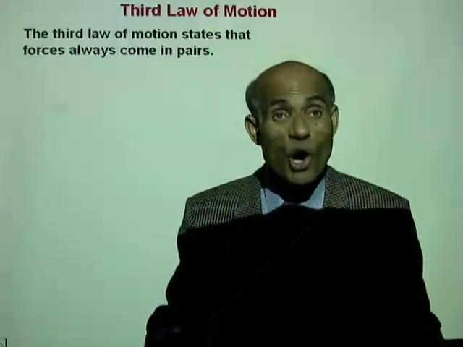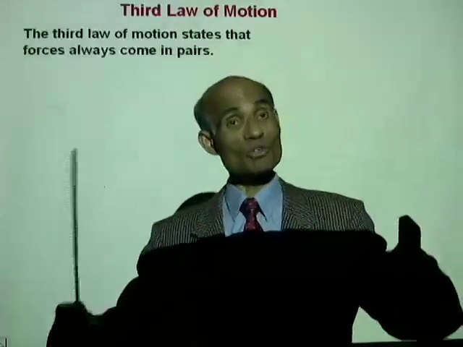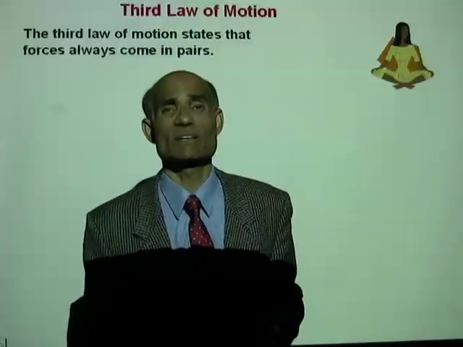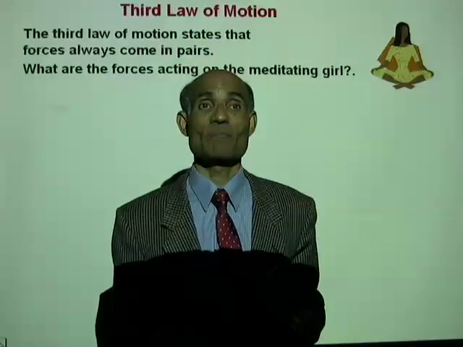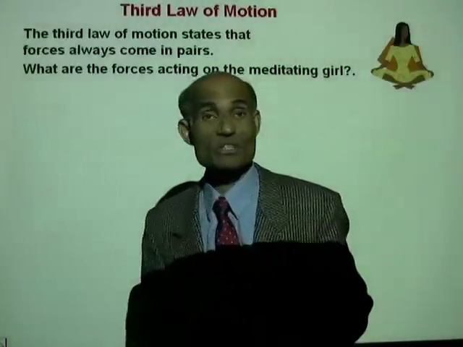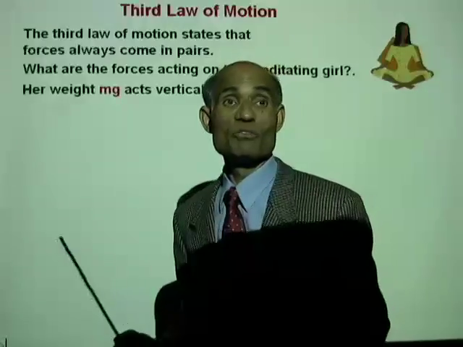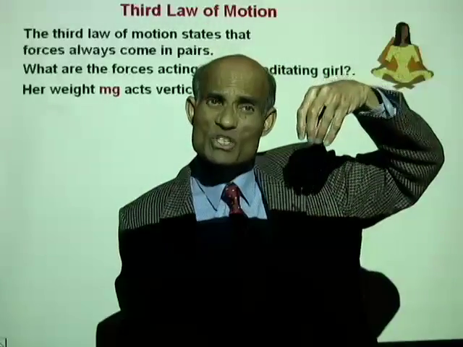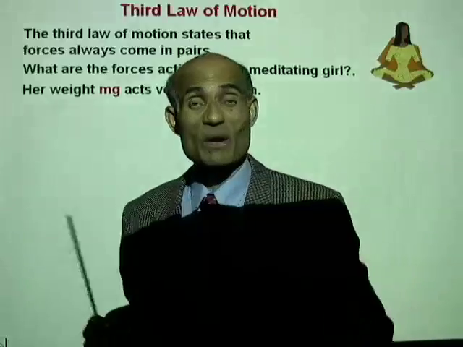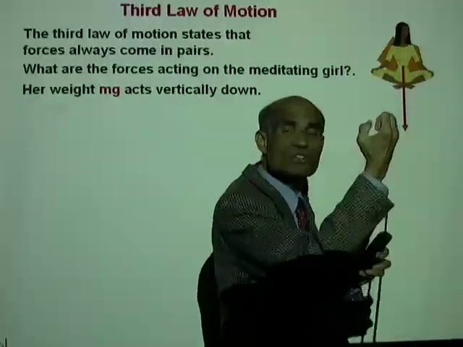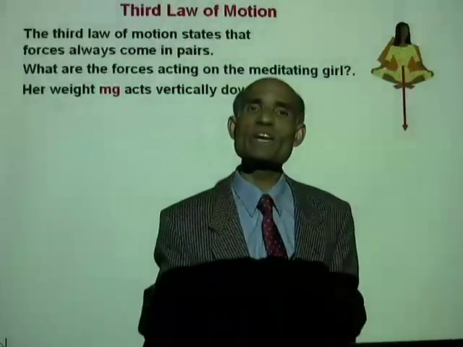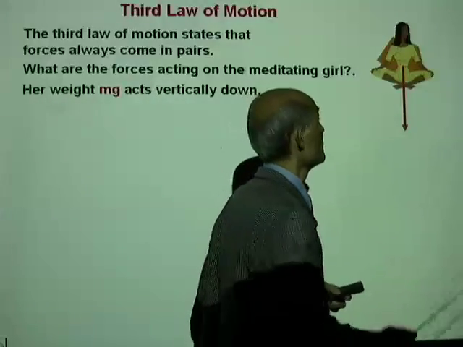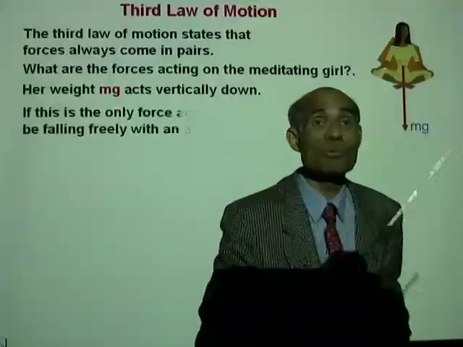The law says all forces come in pairs. What does that mean? Now here I have a girl who is meditating. What are the forces acting on her? Are there any forces acting on her? Certainly yes. First of all, she has a weight. What is the direction of weight? Weight is always a force acting vertically down. So there is a force that wants to pull her down. Now why isn't she going down? She's sitting on a platform actually. She's not in air. The platform will apply a force upward.